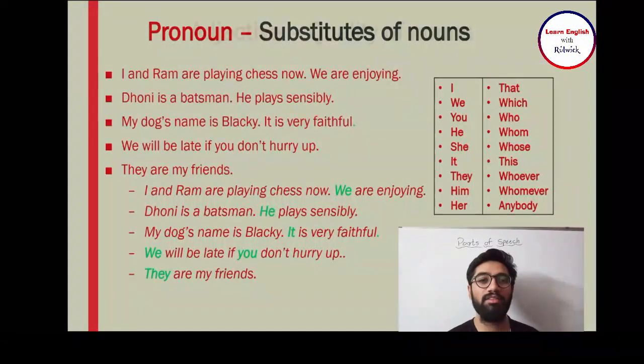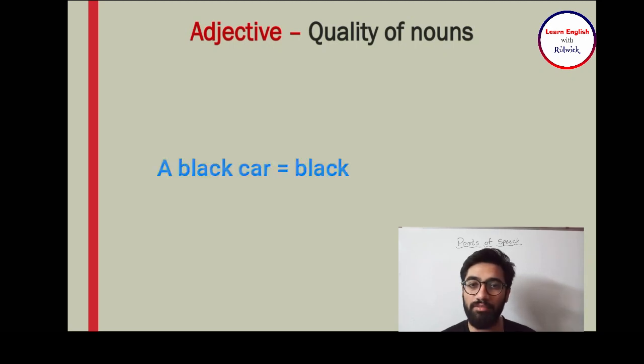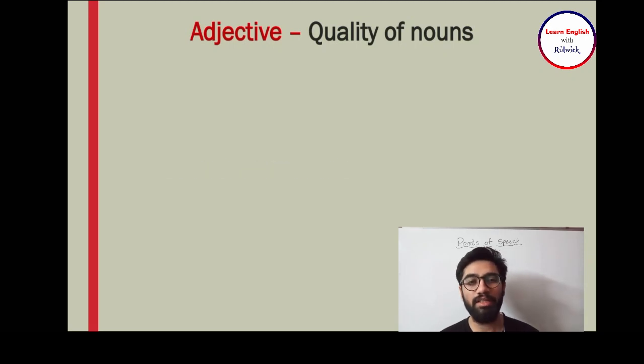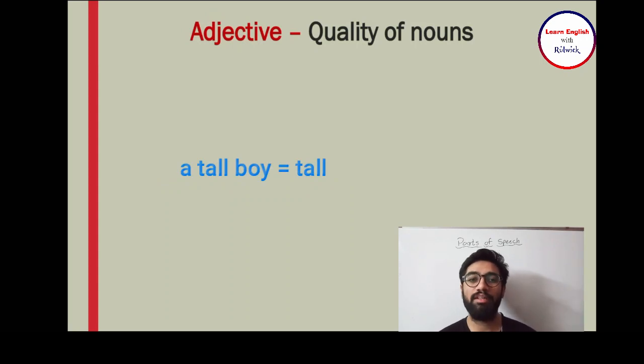Moving ahead, the next part is adjective. Now it is a very important topic among all the parts and it is equally easy to understand. Adjective is a word which talks about the quality of all the nouns. If I say a black car, so black is an adjective. If I say that lovely music, it talks that which kind of music it is. The lovely word is an adjective. If I say that a tall boy, tall is an adjective.